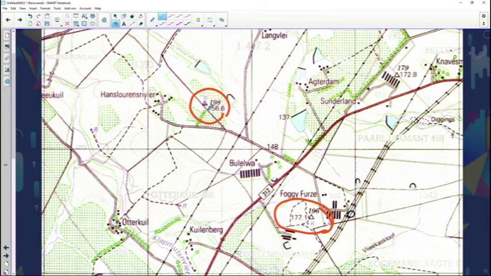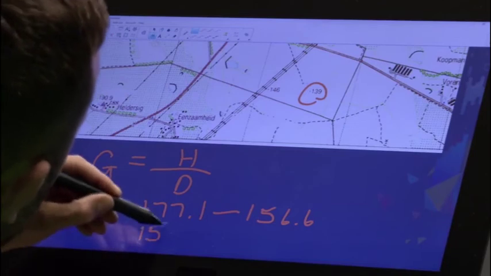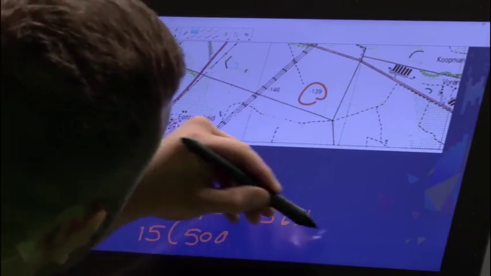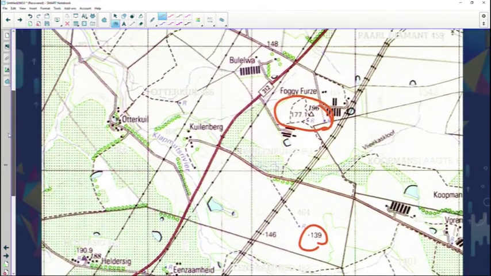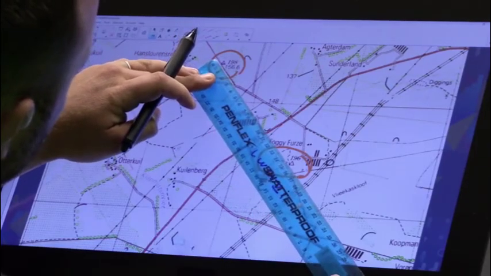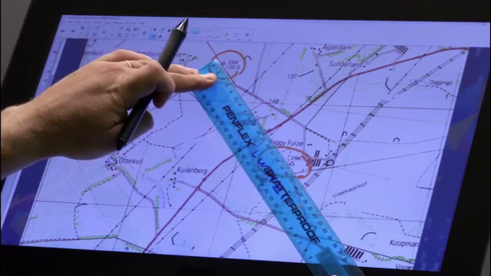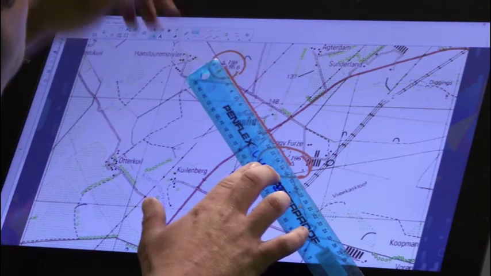You place your ruler from there up until there, and I get exactly 15 centimeters. Because we express gradient in meters, what do we do with this 15 centimeters? 15 times 500. If you look at the measurement quickly, from the one trig beacon to another one, you can see it's exactly 15 centimeters from there to there.